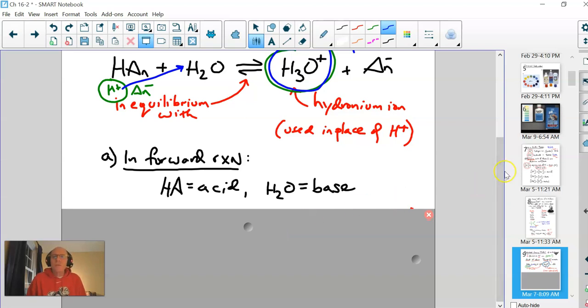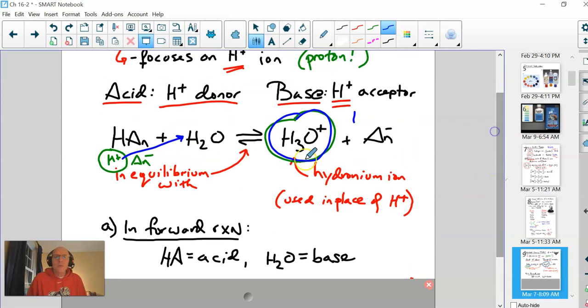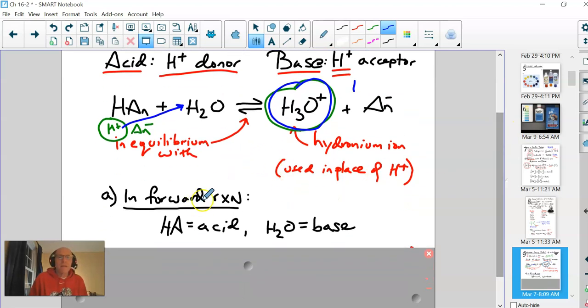So the trick with this new model, the Bronsted-Lowry model, is that it has two directions. It has a forward reaction, and it also has a reverse reaction. So notice in the forward reaction, this material right here, HAn, this generic thing, is the acid, of course, because it's donating H plus in solution. But notice what water does. Water accepts that H plus and becomes H3O plus. So water is acting like a base in this reaction right here. So in the forward reaction, HAn is the acid, as we expect. H2O is a base because it accepts the proton.